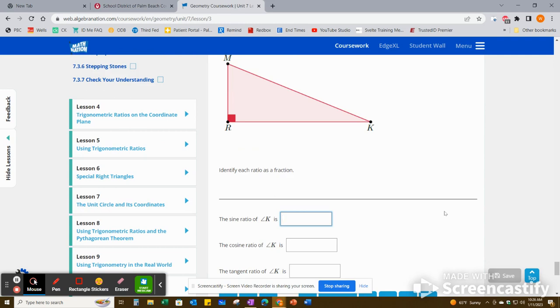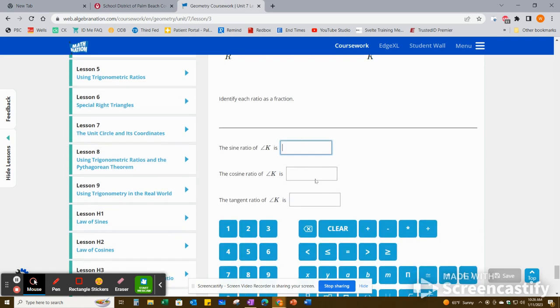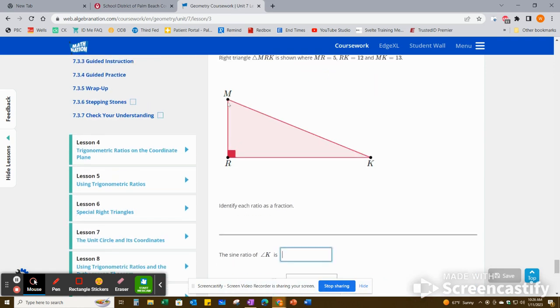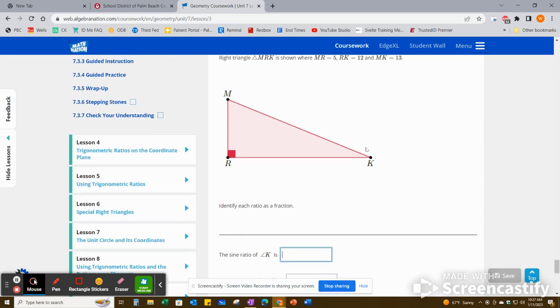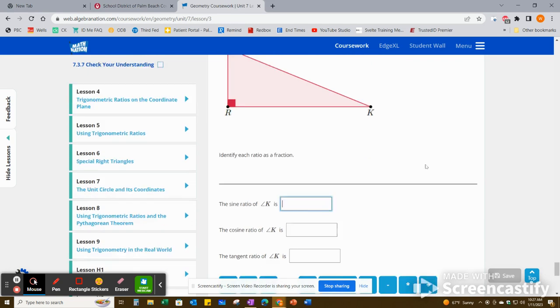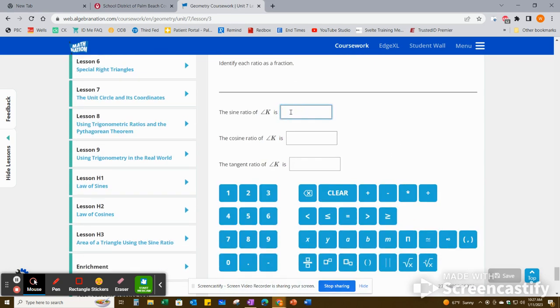Identify each ratio as a fraction. And again, you're going to put in the letters because you don't have any numbers. So the ratio is opposite over hypotenuse. So according to K, opposite over hypotenuse, MR over MK. And you type it in. But on the stepping stones, you have to type them in.